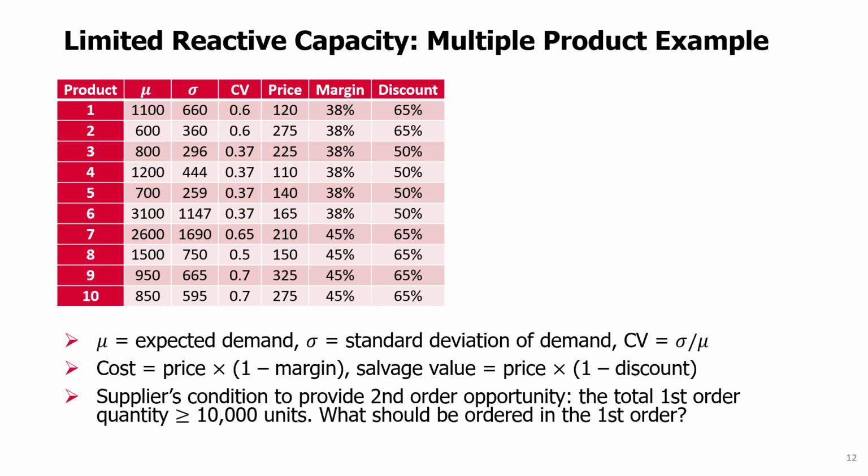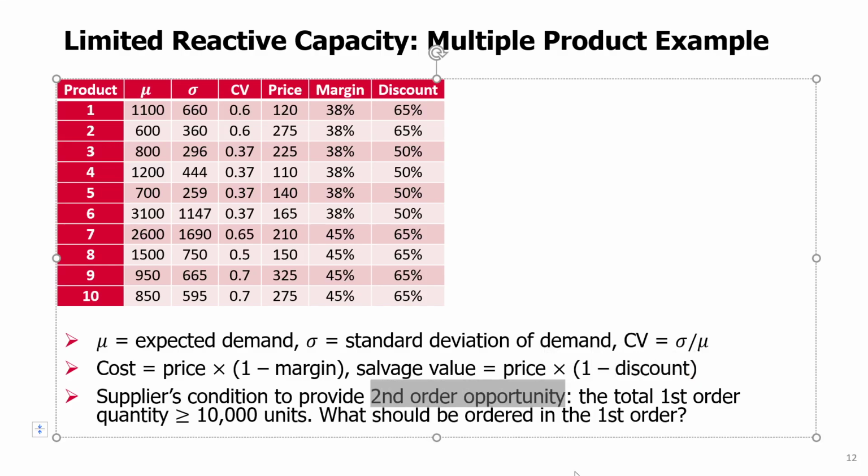And now in this example, we will consider that our supplier requires that, in order to have this second order opportunity, the total quantity of the products that we order in the first order opportunity is at least 10,000 units. So we will maybe be ordering a subset of those products in the first order opportunity. Whatever the subset we choose, the number of units has to be at least 10,000, and this is indirectly trying to limit what we will order in the second order opportunity. So as before, the question is, what should we order in the first order opportunity, which products and what quantities, in order to maximize the expected profit from all those 10 products.